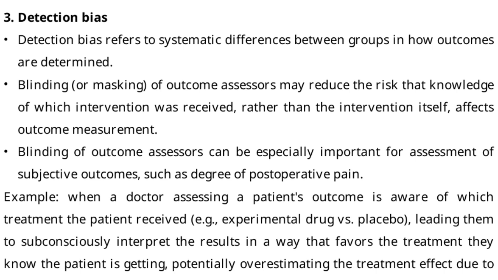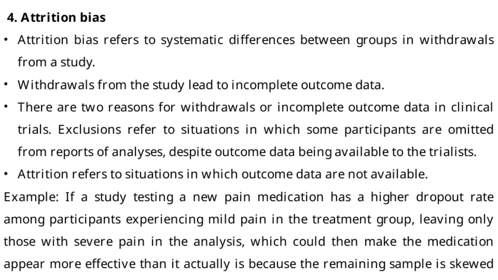For example, if a doctor knows that a patient received an experimental drug, they might unconsciously interpret the results more favorably for that treatment. This can lead to an overestimation of the treatment's effect, simply because of preconceived notions. To prevent this, we use remedies like blinding and concealment, making sure the assessment process is as objective as possible. Ultimately, minimizing detection bias helps us obtain more accurate, reliable results, which ties directly into our overall goal of improving study quality and validity.